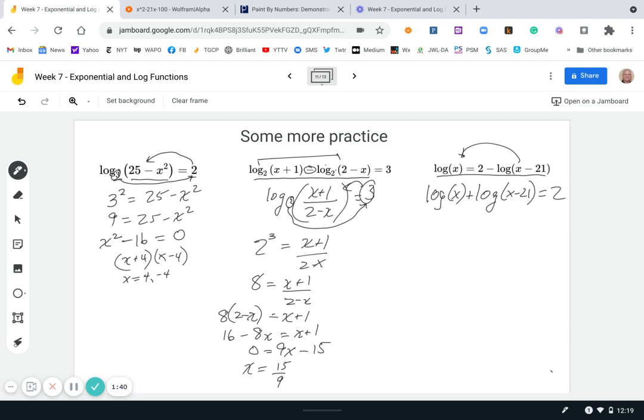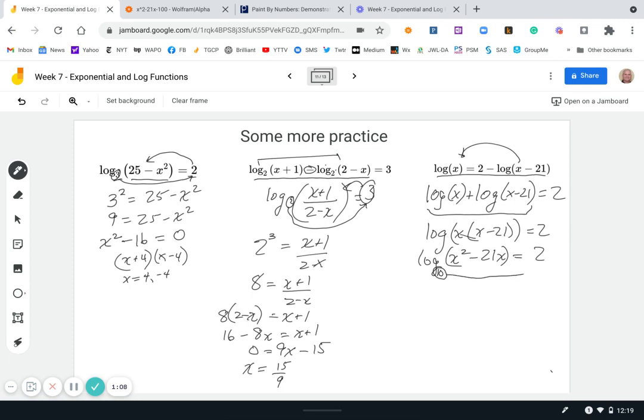Okay? And now what we can do is combine these two with our product rule. Log of x times x minus 21 equals 2. Log of x squared minus 21x equals 2. I'll put these in parentheses. So now we know, again, we don't write the log. We haven't written it here, but we know it's an implied log base 10.